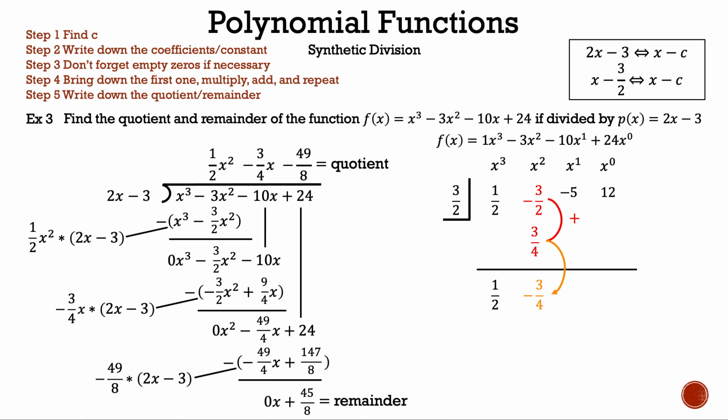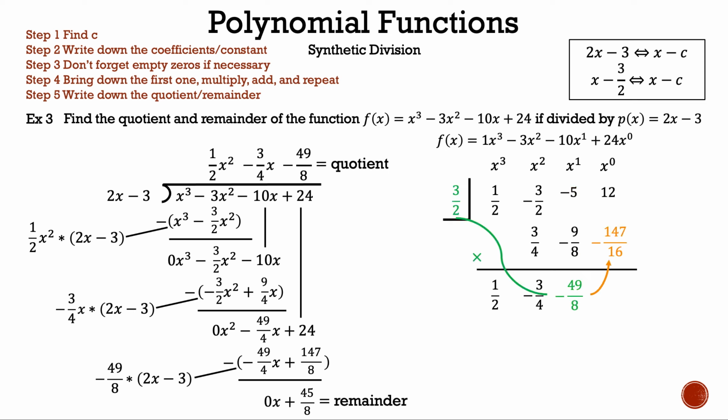Now we repeat. So let's multiply the c value, in this case 3 over 2, by the bottom number, negative 3 over 4, and the result, negative 9 over 8, goes under the negative 5. Next, we add the negative 5 and negative 9 over 8 and put the result, negative 49 over 8, on the bottom row. Now, we repeat.